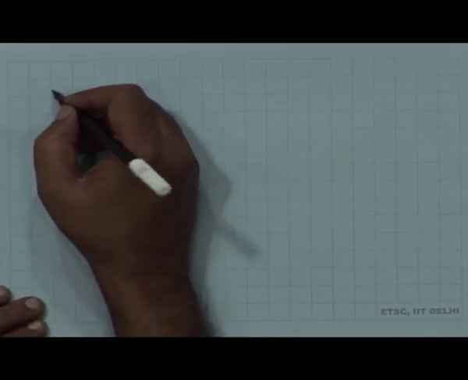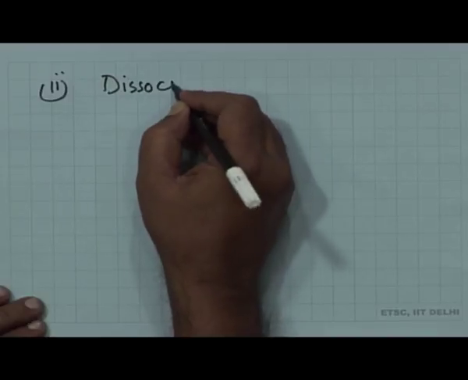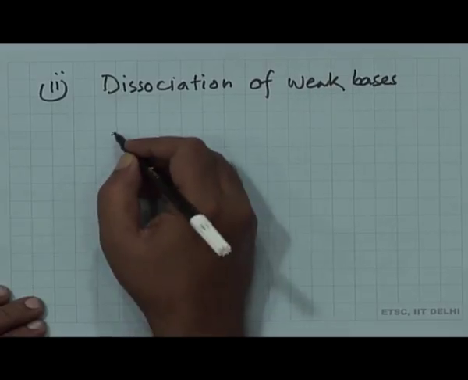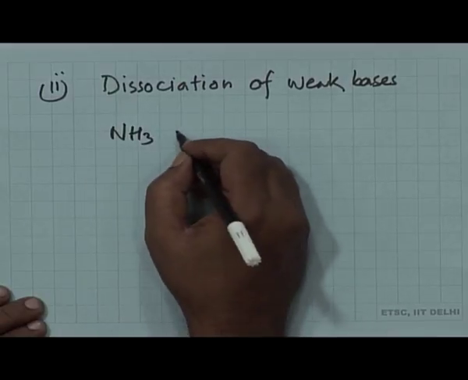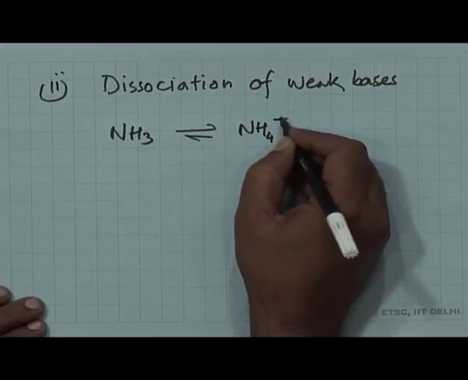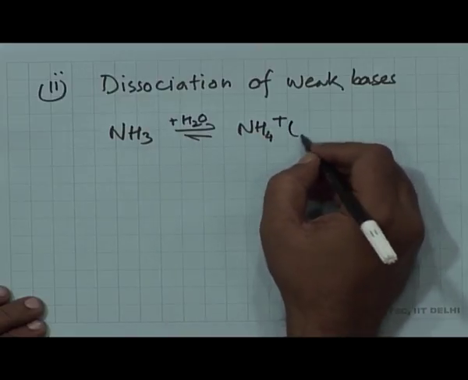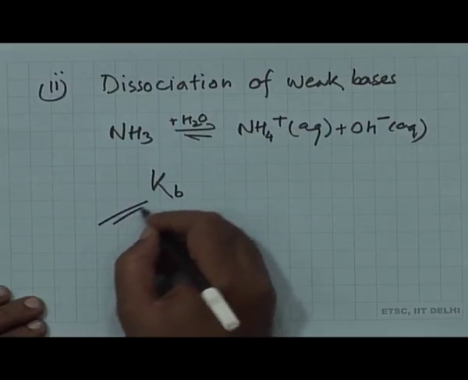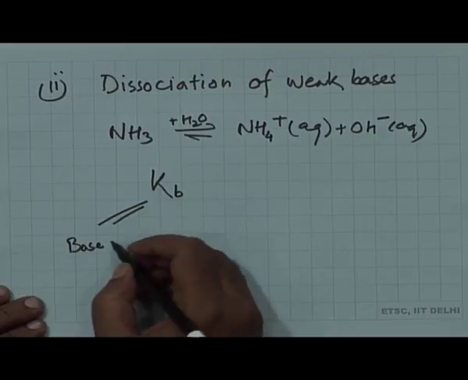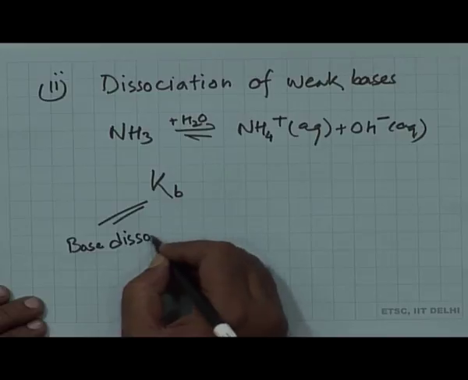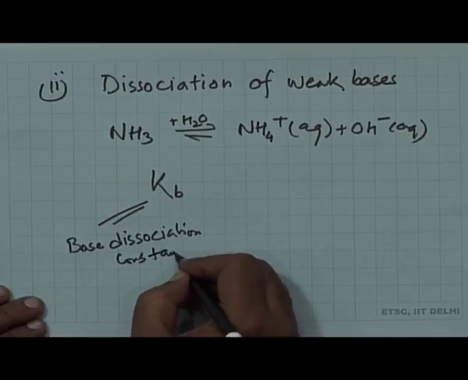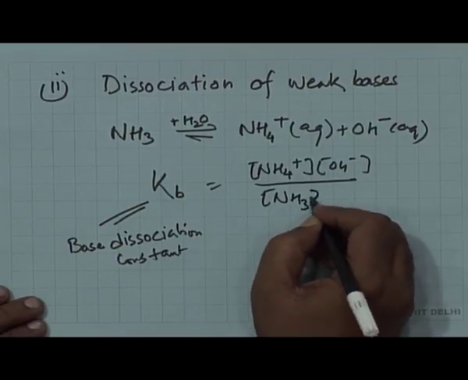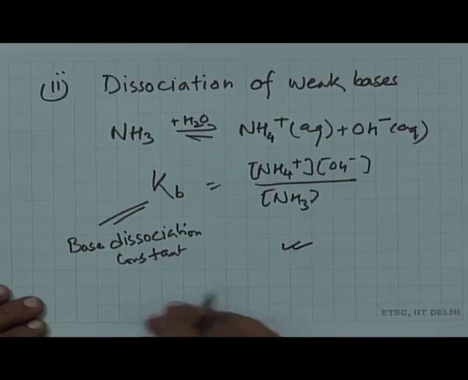Similarly, we have dissociation of weak bases. For example, you have ammonia solution. In water, it will give you NH4 plus aqueous plus OH minus aqueous. And then again, we can write K. Here, we can say this is the base dissociation constant. And that is equal to ammonium plus into OH minus divided by NH3. So, this is the way we can apply the concept of equilibrium.